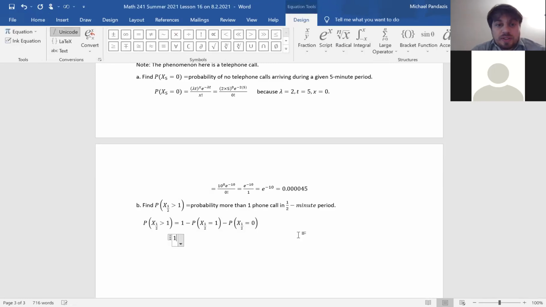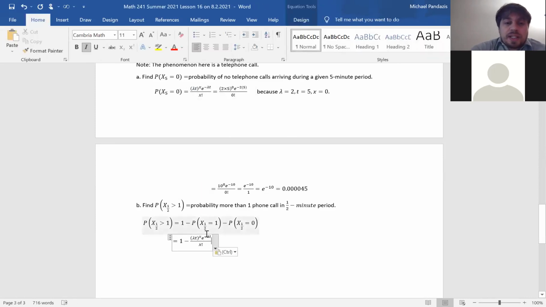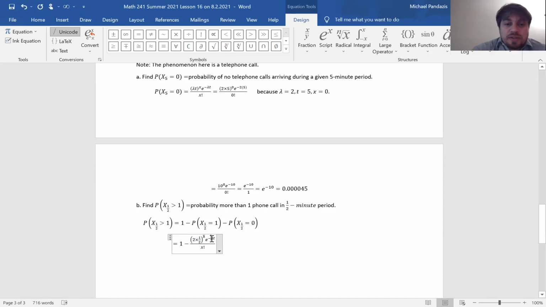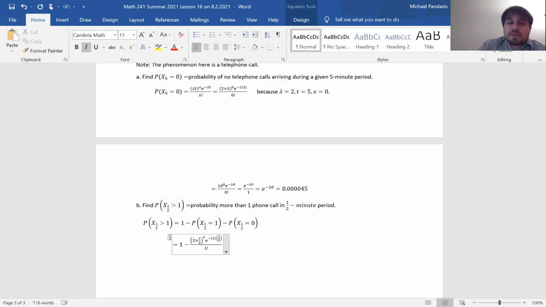Okay, so we're going to apply the formula to calculate those two probabilities. You have one minus, so we have this function here, right? But lambda is still two. We have t, and t is 1/2 now, because it's a 1/2 minute period. So we have 2 times 1/2 raised to the x, but here x is one because it's one phone call. Then we have e to negative lambda, where lambda is two and t here is 1/2. So I'm just substituting for the values, and here x is 1. So that's the probability of X of 1/2 equaling 1.